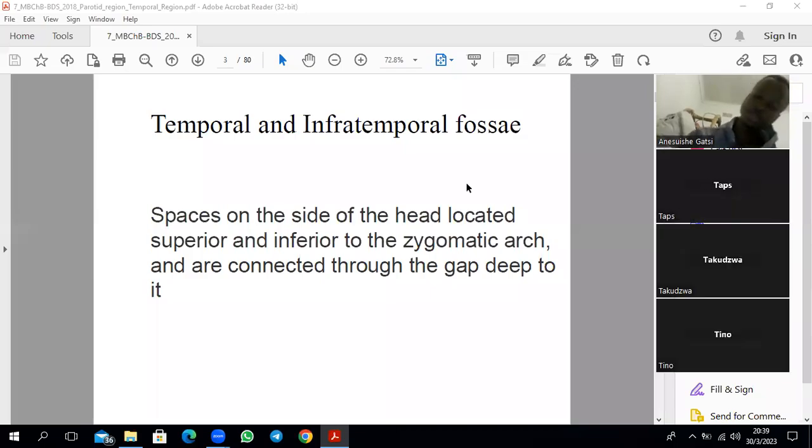Right. So yesterday we were talking about the infratemporal fossa, and we said it was a space inside the skull, and that space would communicate with the temporal fossa by a gap that was deep to the zygomatic arch. Right. I also went further to say that the infratemporal fossa would communicate with the middle cranial fossa via the foramen ovale and foramen spinosum.